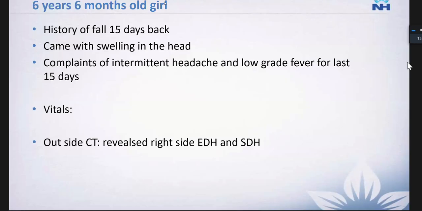A 6-month-old girl had a history of a fall 15 days back, and the child came with swelling in the head, intermittent headache and low grade fever for the last 15 days. These are the outside CT images that we'll show you, which reported a right-sided EDH and right-sided subdural hemorrhage. I'll be showing you the images.